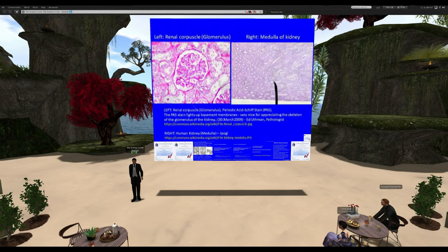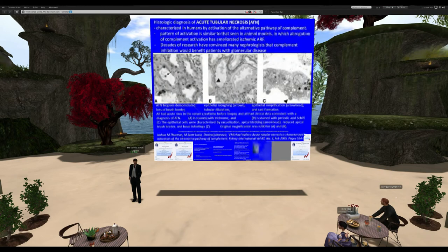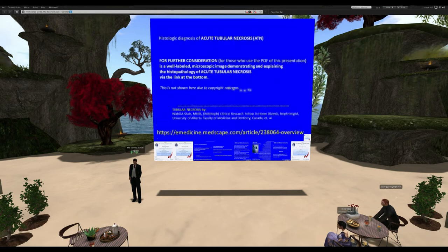Some are longer, some are shorter, but there's a Bowman's capsule and a glomerular tuft, with blood vessel tufts on the left, and there's the tubule medulla part on the right in this one, just to show you what it looks like. And in ATN, you get loss of definition, and the tubules have loss of their epithelial cells, and they can slough and form casts, and the drainage becomes muddy. So that's basically it.